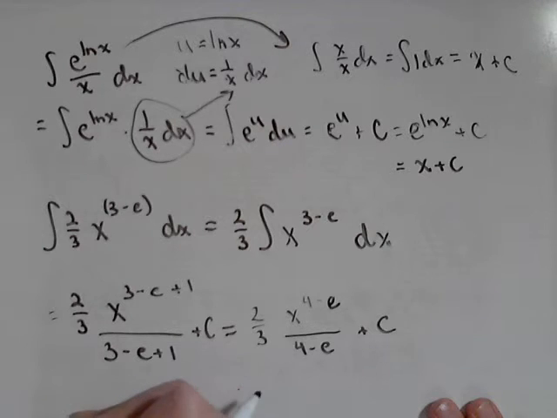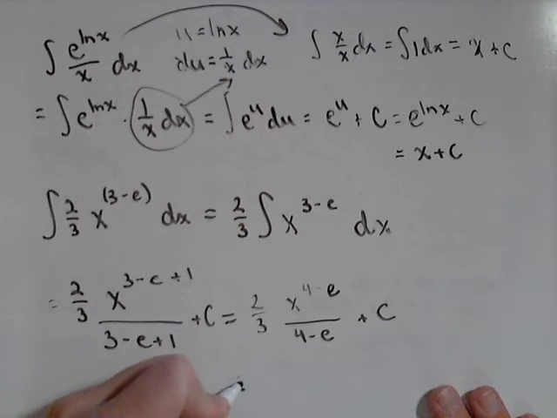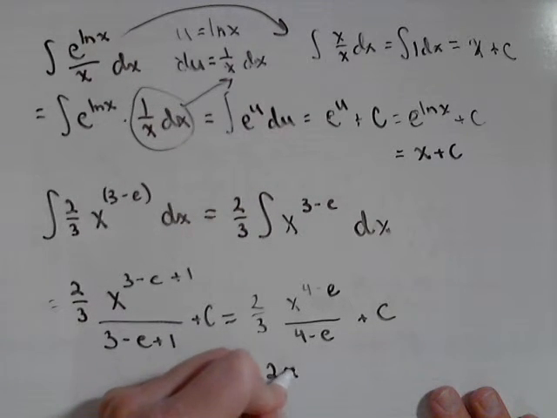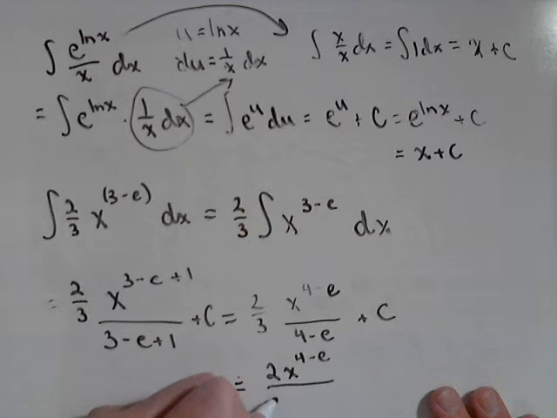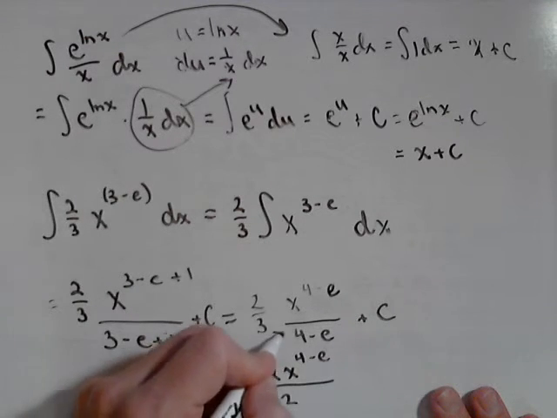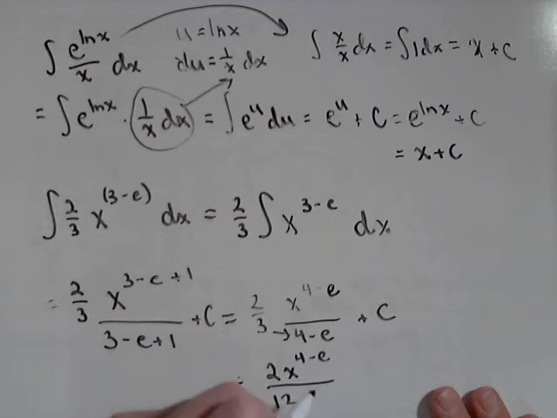Not a lot we can do here simplifying wise, but we could say, okay, well this is 2x to the 4 minus e over 12, so we'll multiply the 3 across here, 12 minus 3e plus c. That's an e there.